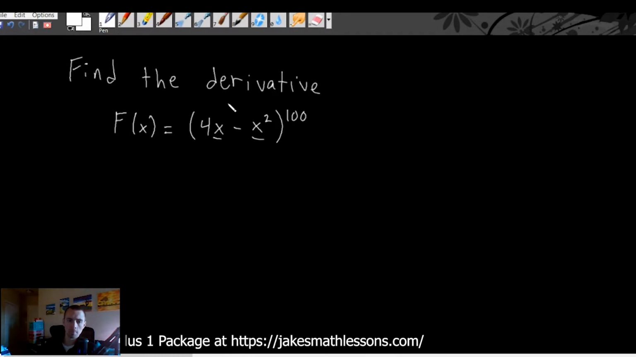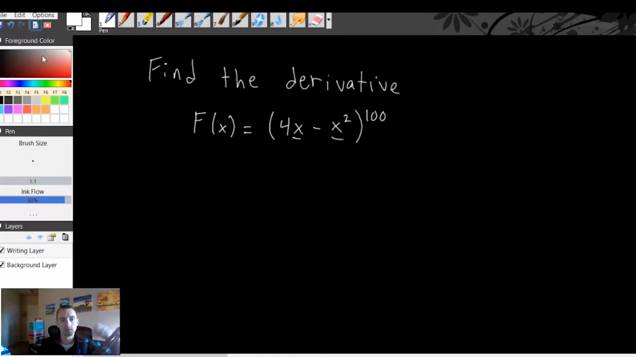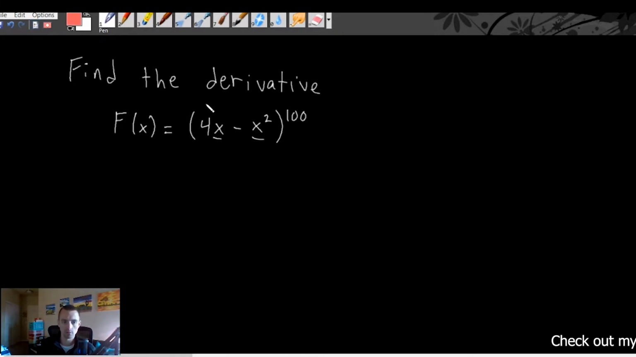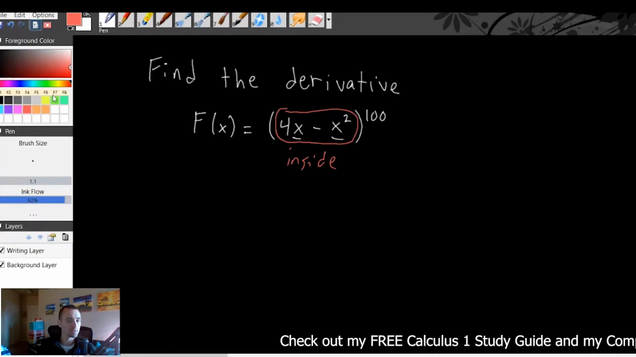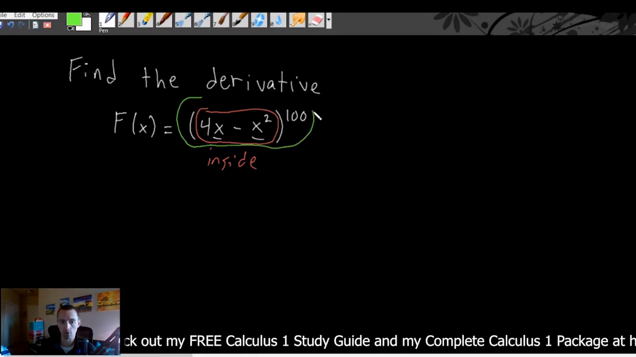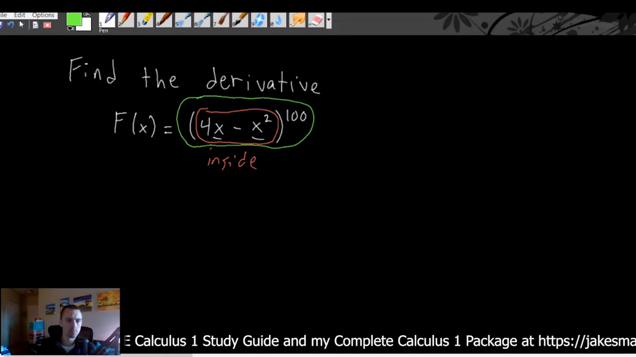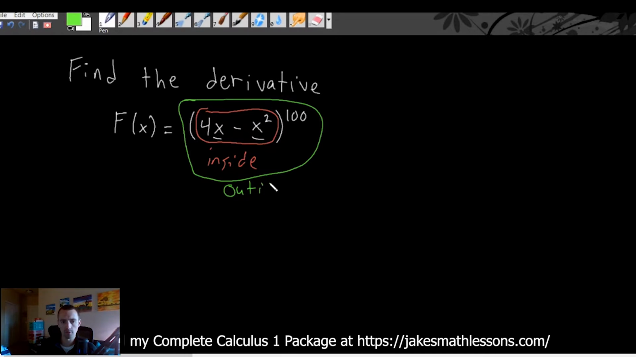Basically, if we were to plug some number in for x and then try to figure out what this whole thing would be equal to based on that x value, everything within the parentheses is where all of our x's are. Everything within the parentheses would be the first part we would deal with. So we can treat what's all in the parentheses here as our inside function. And then we can treat essentially everything outside the parentheses, which is just this 100th power part, as our outside function. That'll be our outside function.